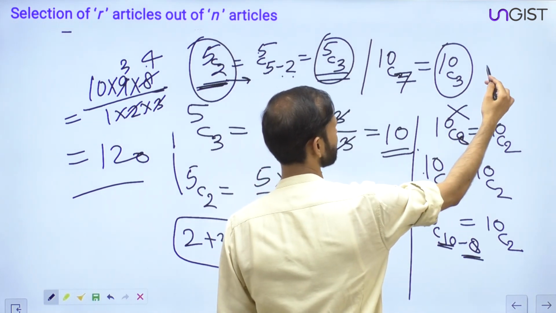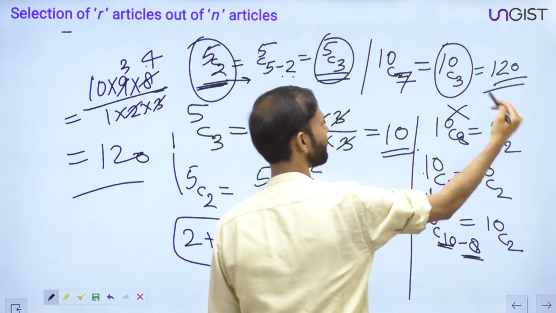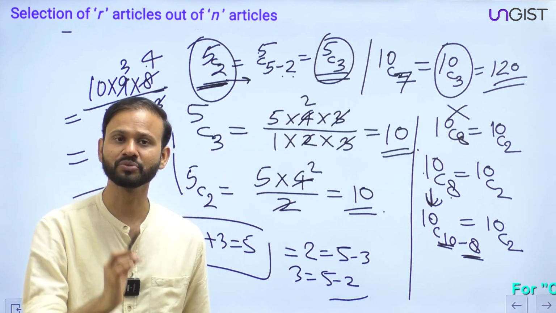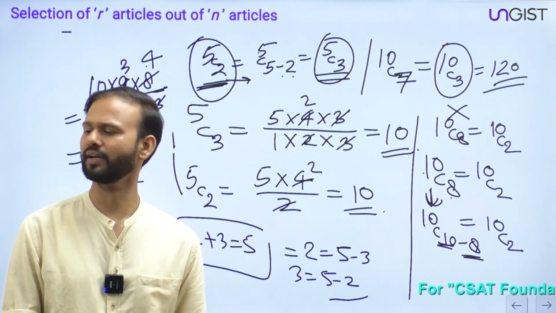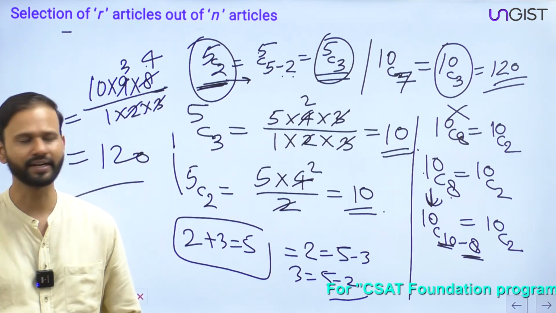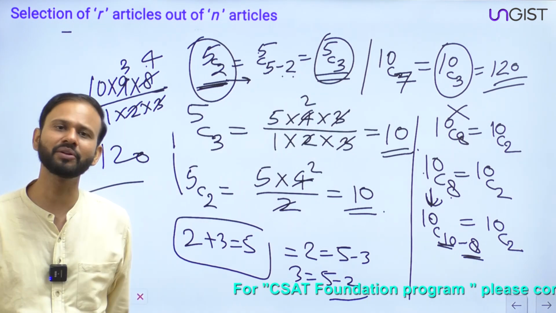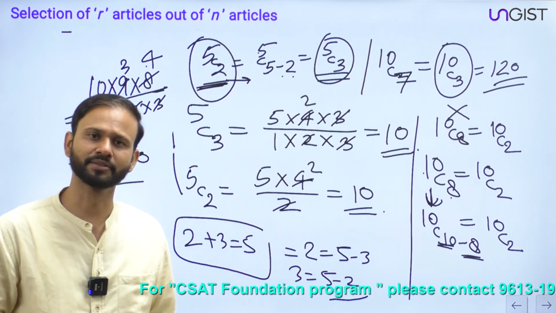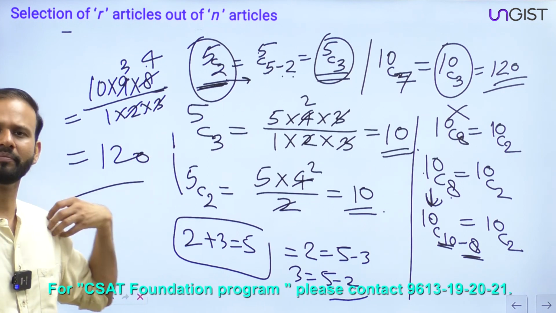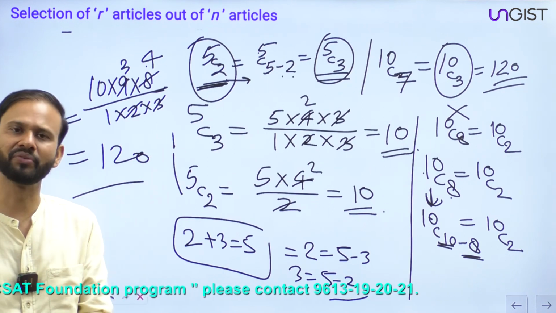Everyone fine? So if you need to solve 10C7, don't solve 10C7. Try to solve 10C3. Everybody okay? And 10C3 is equal to 120. This is a very simple value that you have calculated, right? Guys, I hope I am making my point very clear to you.